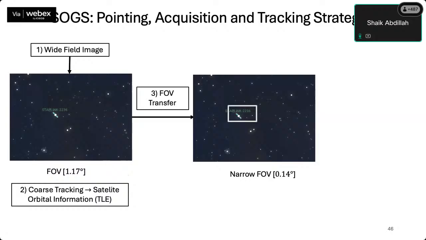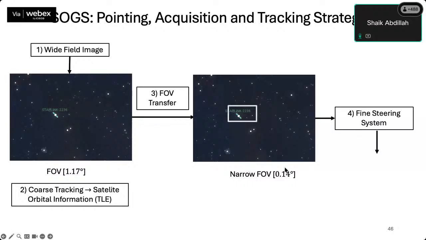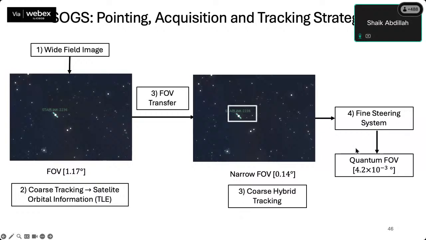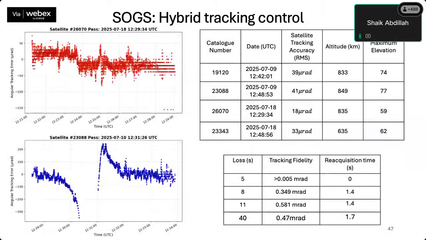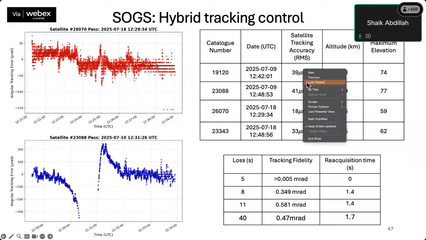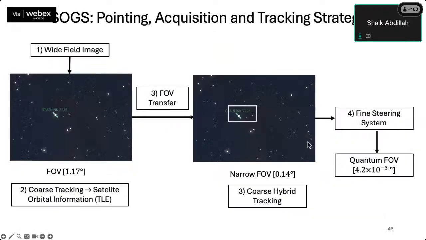What this does is effectively spatially filter the signal to a narrow field of view of 0.14 degrees using a hybrid coarse tracking system, and then a fine steering system onto the quantum field of view. The quantum field of view would be the field of view of the detector that we have in mind. All of this will lead us to a final pointing error of about 5 microradians.